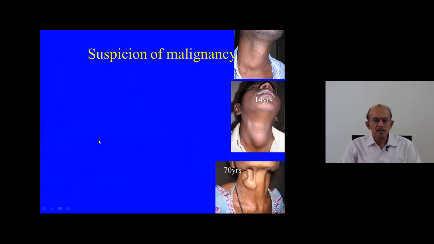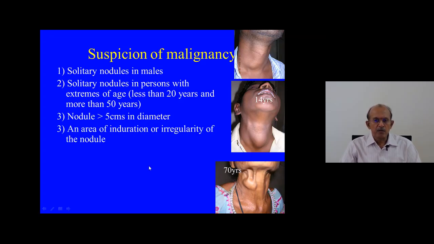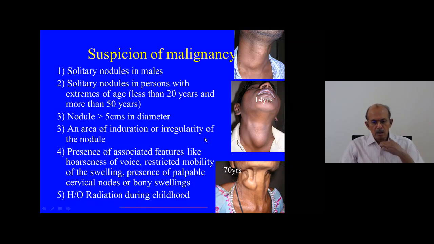Suspicion of malignancy: solitary nodules in males, solitary nodules in persons with extremes of age, nodules more than 5 centimeters in diameter, and area of induration or irregularity of the nodule, presence of associated features like hoarseness of voice, restricted mobility of the swelling, presence of palpable cervical nodes or bony swellings. History of radiation during childhood.